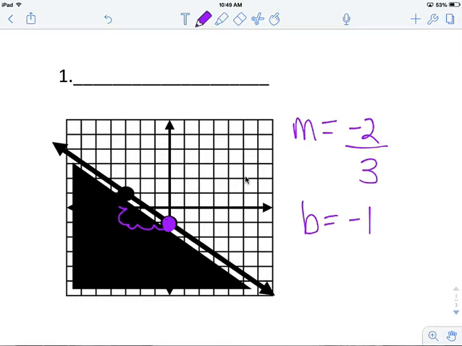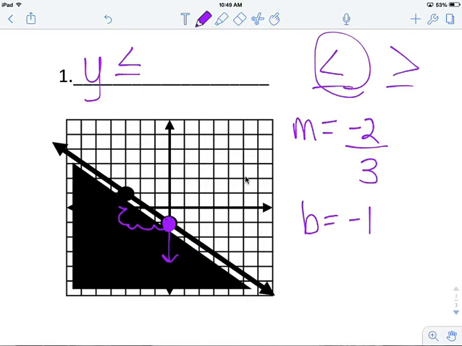Now, this is a solid line, so I know it has to be less than or equal to or greater than or equal to, and we are shading below the y-intercept, so we are going to use less than or equal to. My final answer is y is less than or equal to negative 2/3 x minus 1.